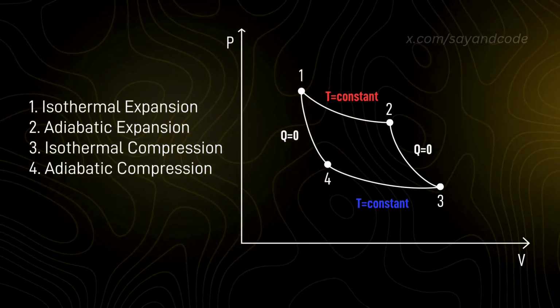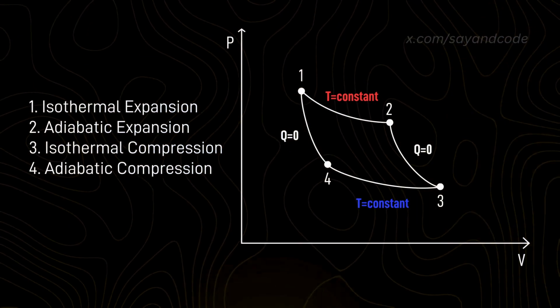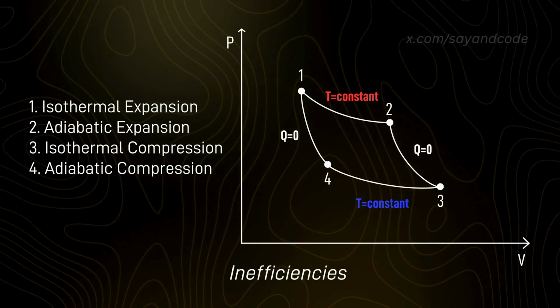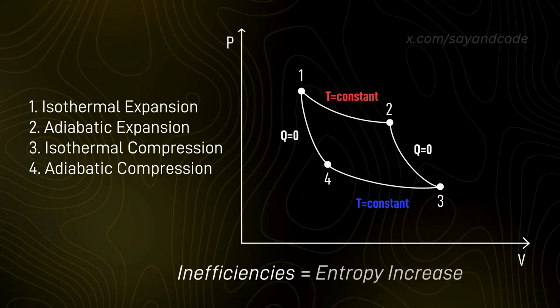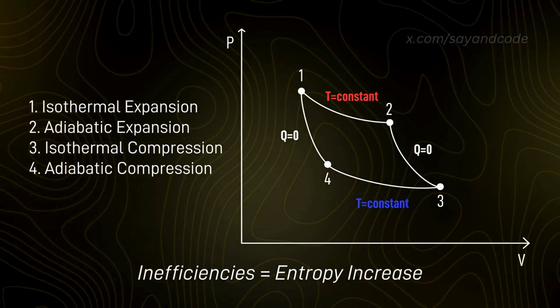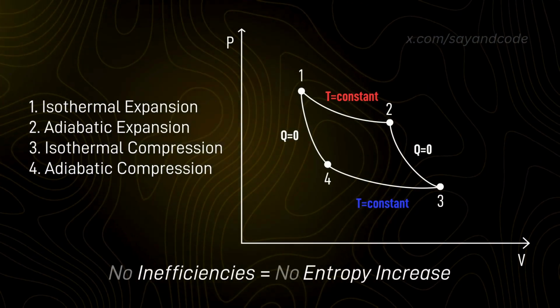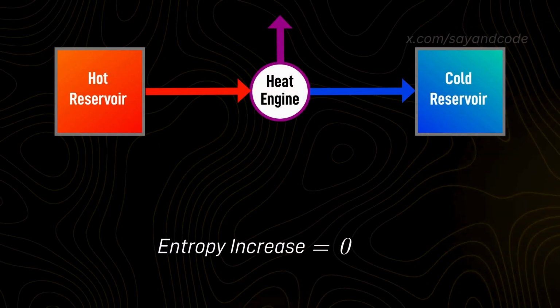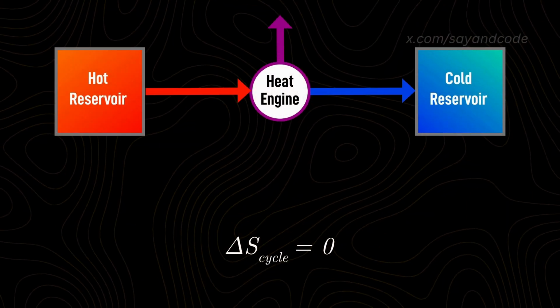Sadi Carnot knew that if he wanted to have maximum efficiency, he would need to remove all the inefficiencies and losses that happen in a normal engine that cause an increase in entropy. So he needed to make a cycle where the entropy change was 0. Let's look at a heat engine. The condition we have is that the entropy change for the cycle is 0.